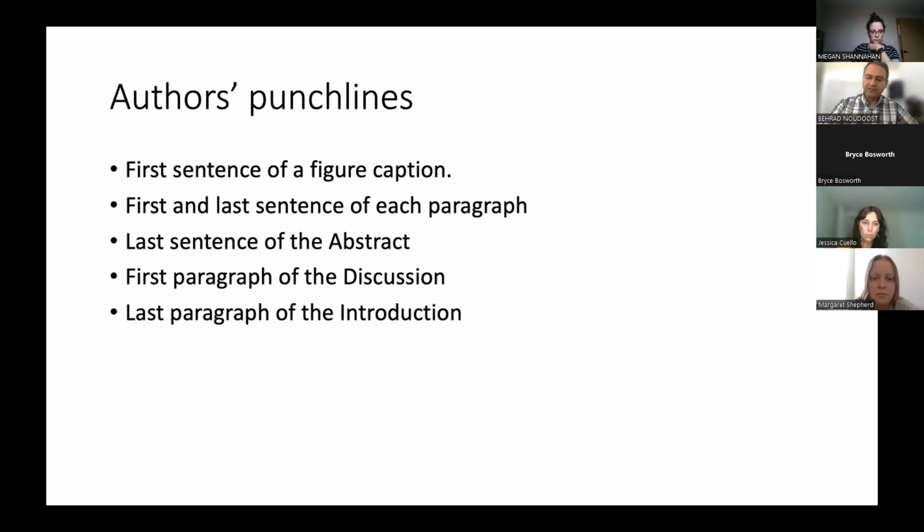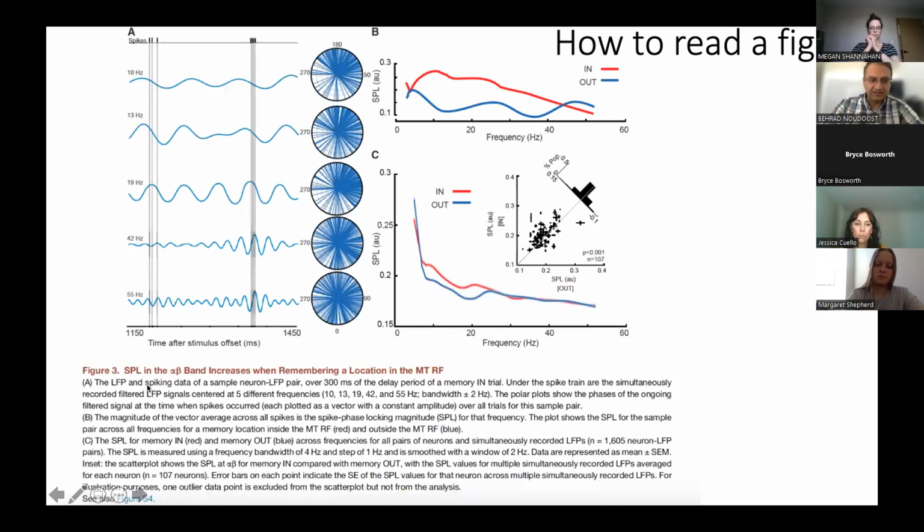But if it's a paper where the author has gone through a writing class already, they know where they should put their punchlines. And usually this is what's happening, that the first sentence of a figure caption is important, like you saw in this example, right? That this sentence already tells you what this figure is going to show.